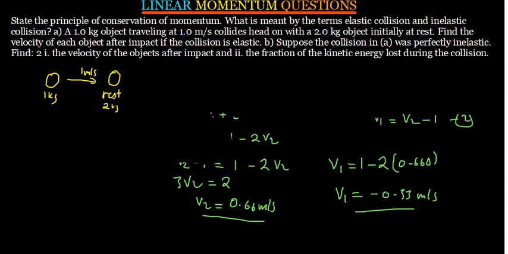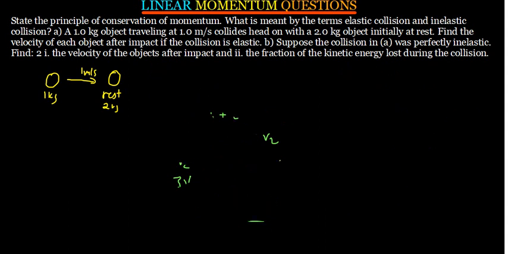Is that okay? Yes. Okay, for B, suppose the collision in A was perfectly inelastic. Because it was perfectly inelastic, these two objects have to stick, so they are moving at the same velocity and have a combined mass, which will now be 3 kg. We now want to find the velocity of the object after impact.